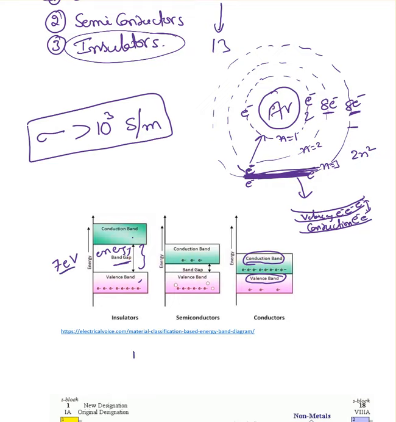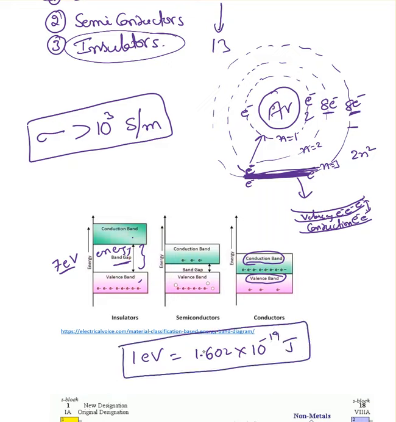Basically 1 electron volt equals 1.602 times 10 to the power of minus 19 joules. Okay, so you can see 1 electron volt is a very small number. So it needs lots of energy to break this bond. That means to move this electron from the valency band to the conduction band, it needs lots of energy in insulators.